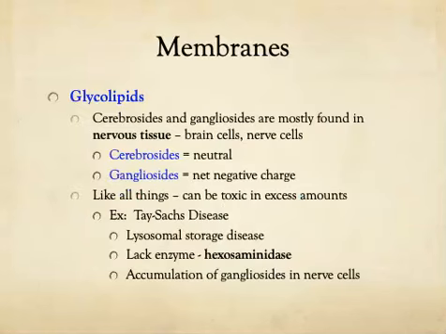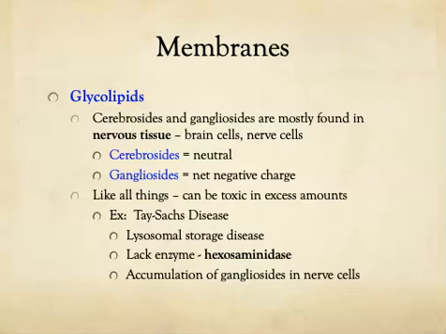Now, cerebrosides and gangliosides are mostly found in nervous tissue. So we're talking about cells that are found in the brain, cells that are found in the spinal cord, cells that are out in the peripheral nervous system. They tend to be high in glycolipid.